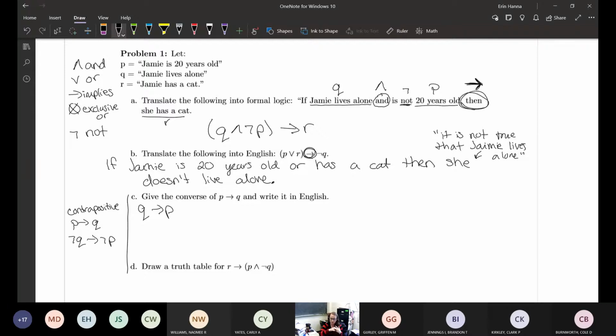So in English, we'd have Jamie lives alone implies that Jamie is 20 years old. Phrasing that a bit better than the implies statement would be if Jamie lives alone, then, what's P? Jamie's 20 years old. You could, of course, say then she is 20 years old. You don't have to put Jamie again, but just something to get the point across.